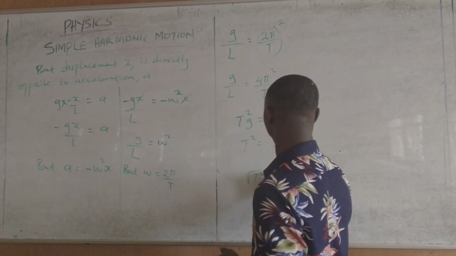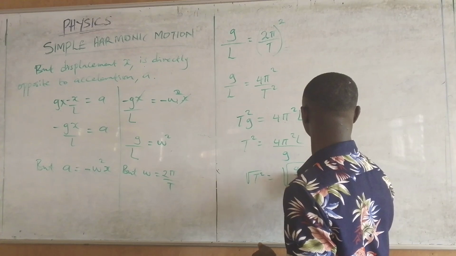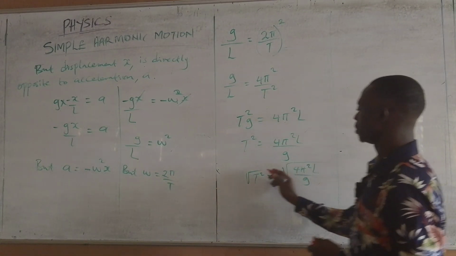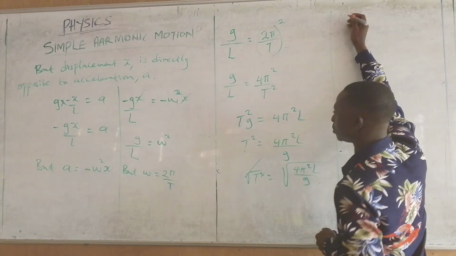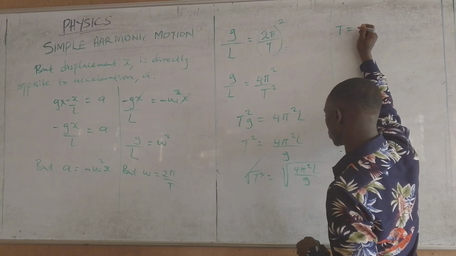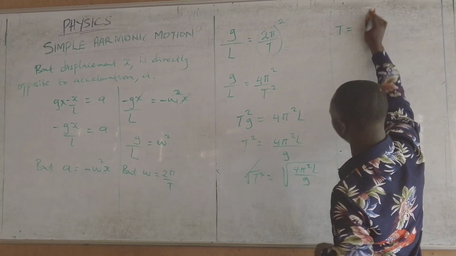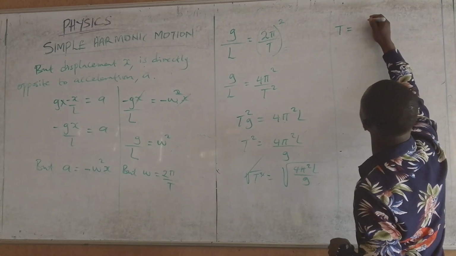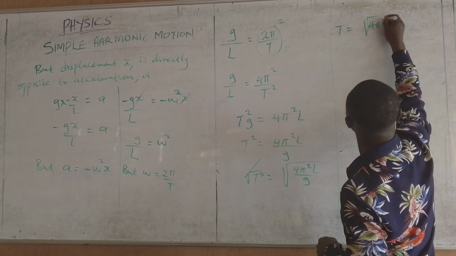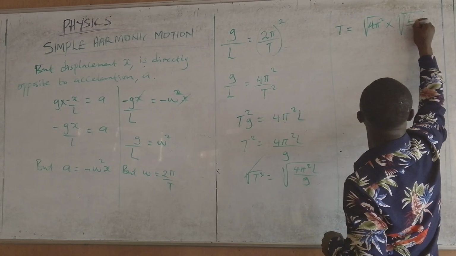Now if we find the square root of both sides to make T the subject of the formula, square root of T squared equals square root of 4 pi square L over G. From there, these two can cancel out the square root. So we have T equals what? What is the square root of 4? Or we can even rearrange this as square root of 4 pi square, since these are perfect squares, times square root of L over G.